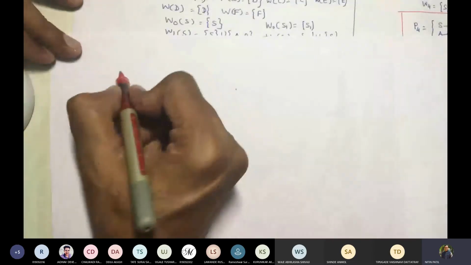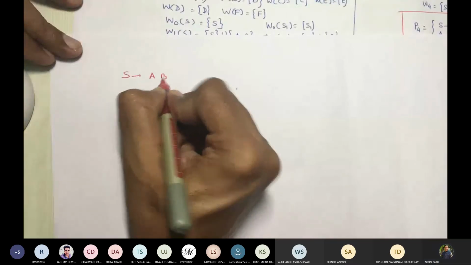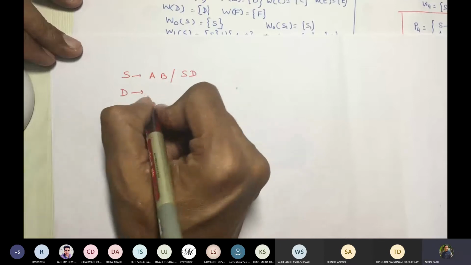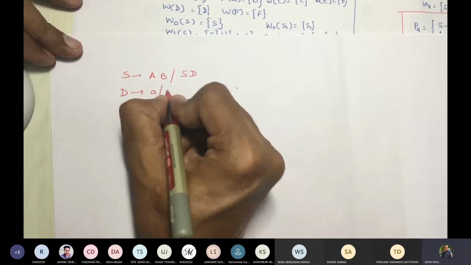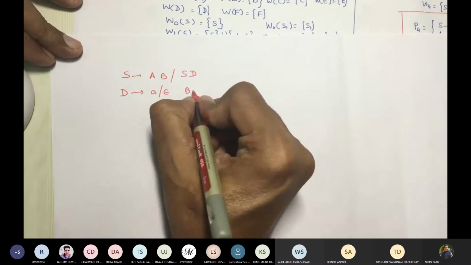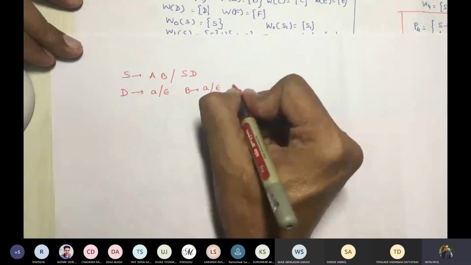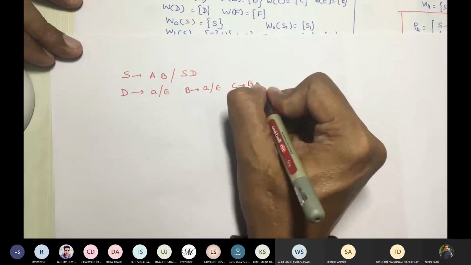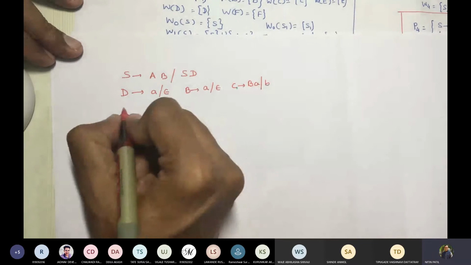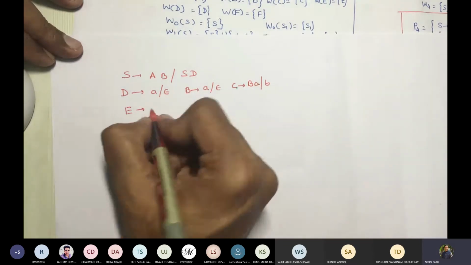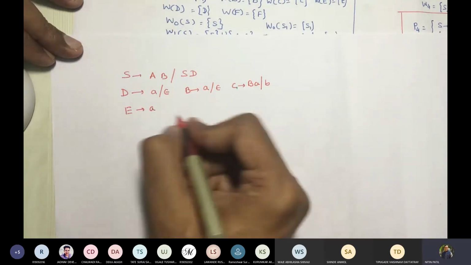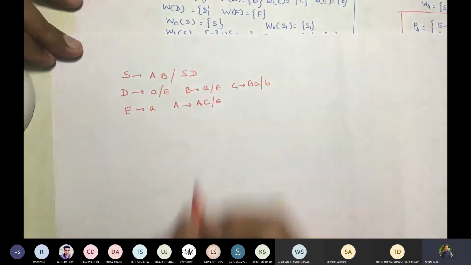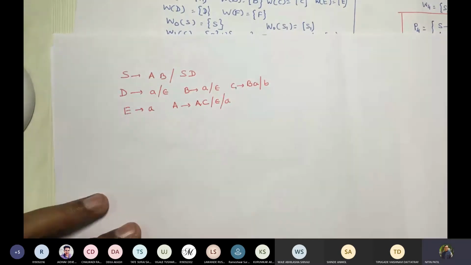So let me write a grammar. S gives AB, SD. D gives A, epsilon. B gives A, epsilon. C gives BA or B. E gives A. A gives AC or epsilon or A.